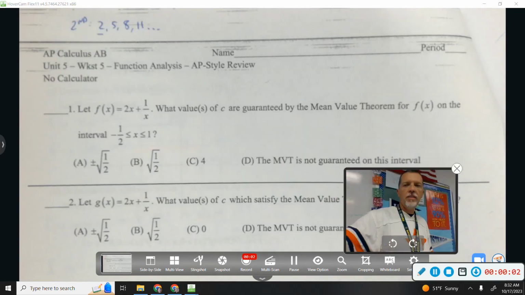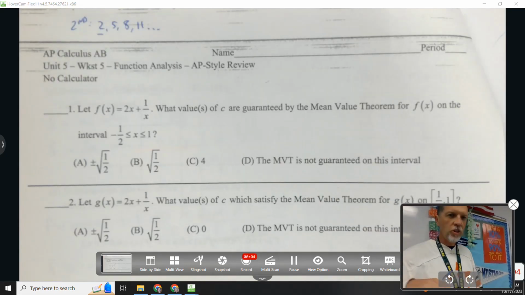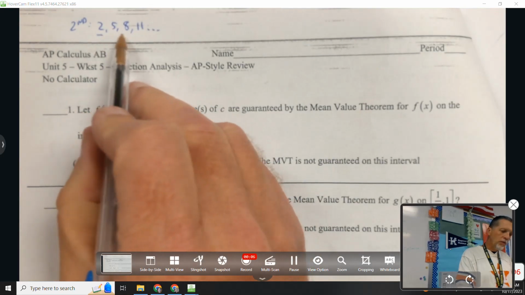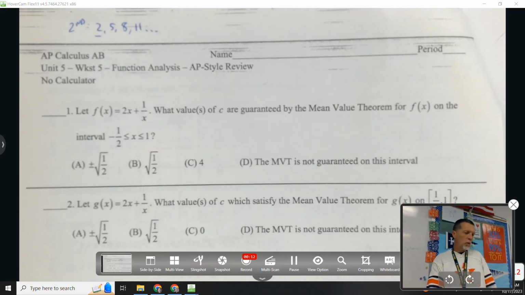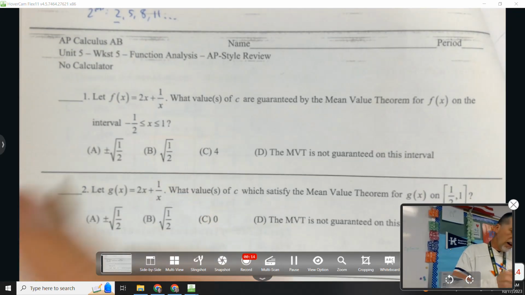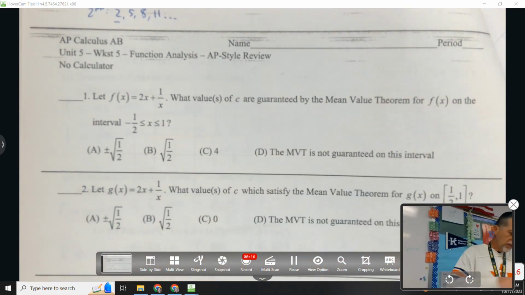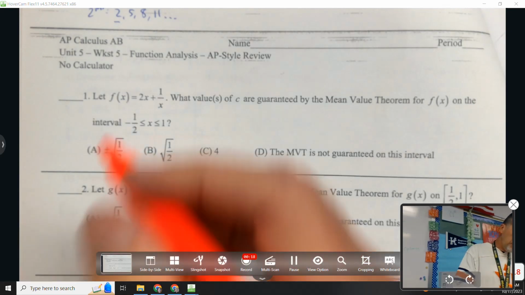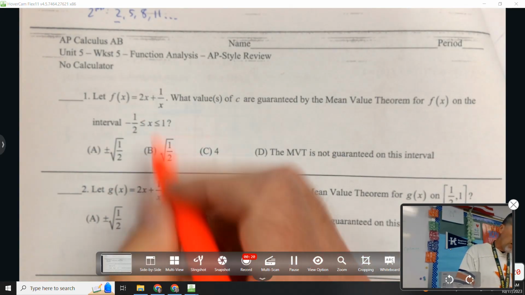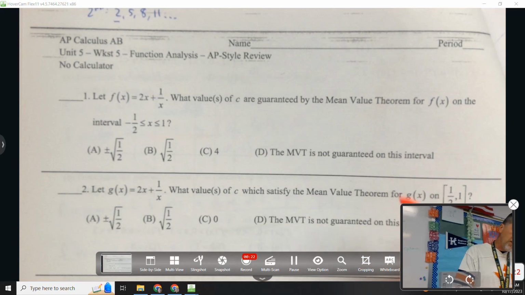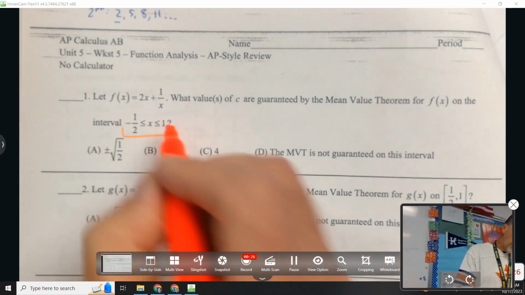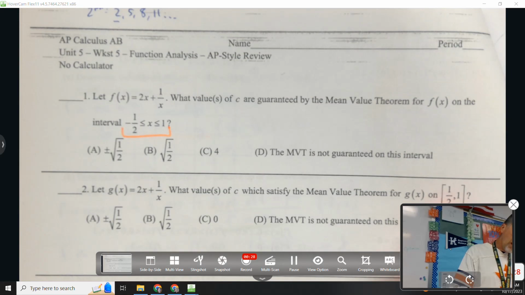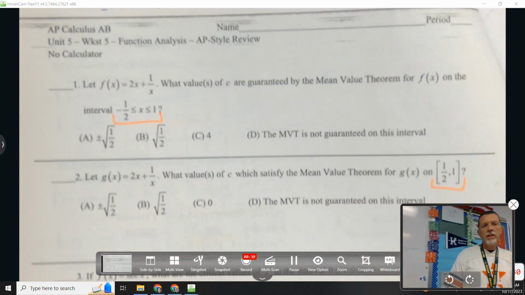All right, so the second period solution set, which is the 2, 5, 8, 11, ... set. If you're looking for the others, they're posted elsewhere. 1 and 2 are very similar, so we kind of work them together here. It's the same function. It's both MVT, but one of them is -1/2 to 1, and one of them is 1/2 to 1. They're intervals.